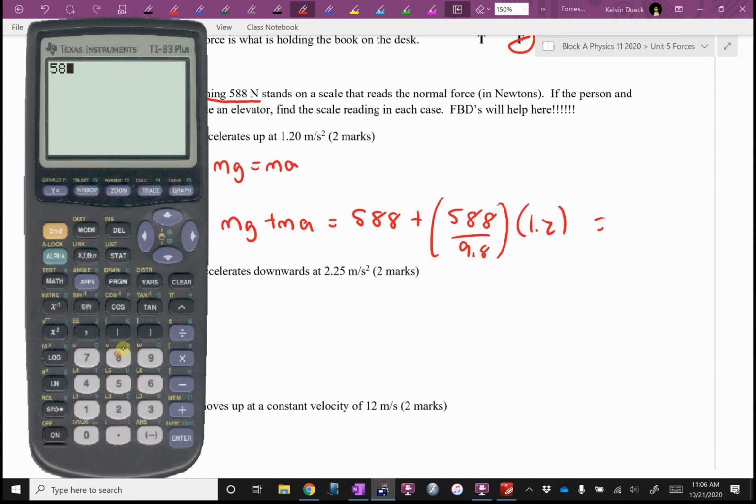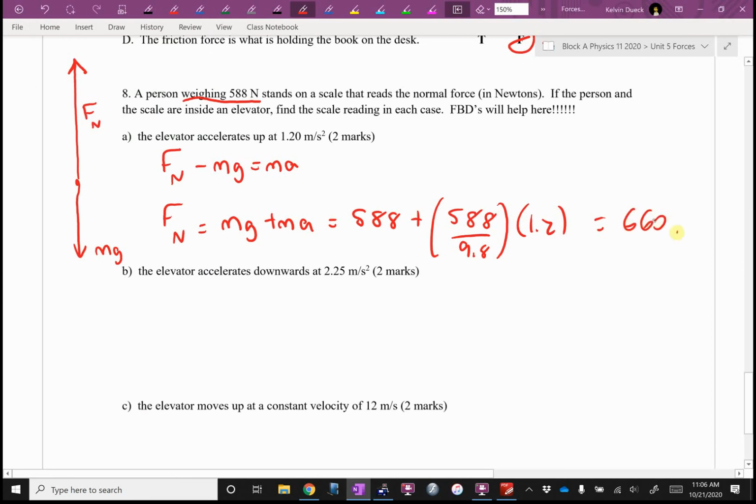So I went 588 plus 588 divided by 9.8 times 1.2. I said the scale will read 660 newtons, which is correct. If you got that, 2 out of 2, otherwise I would give you 1 mark for that, half mark for getting the normal force by itself, and a half mark for the answer. If you treated the 588 as kilograms, I'll show you what you would have got there shortly.